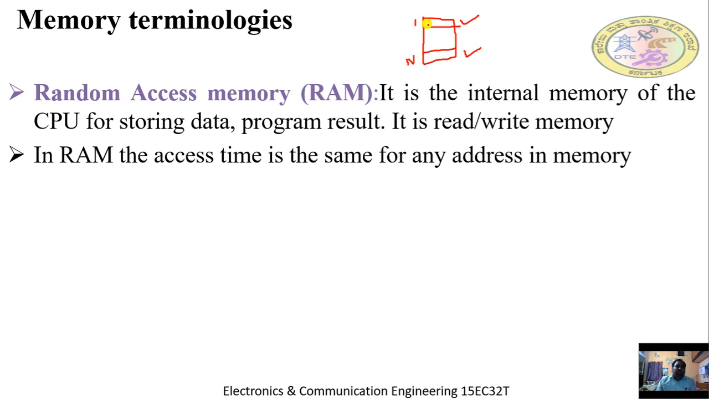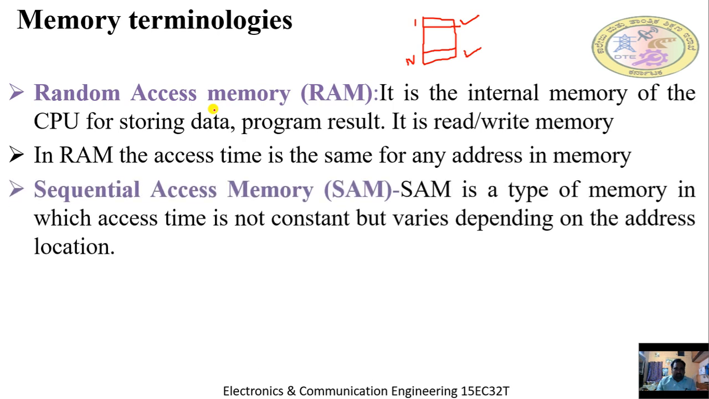And the memories are accessed in a random fashion, not in a sequential fashion. That's why it is called random access memory. Next one is the sequential access memory, abbreviated as SAM. It is a type of memory where the access time is not constant.